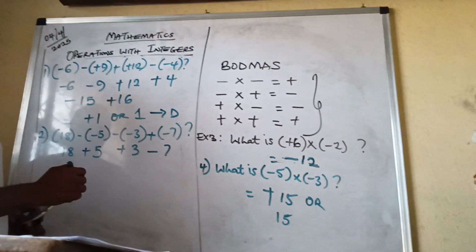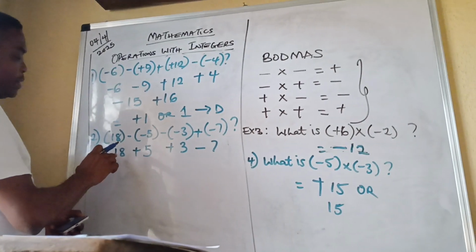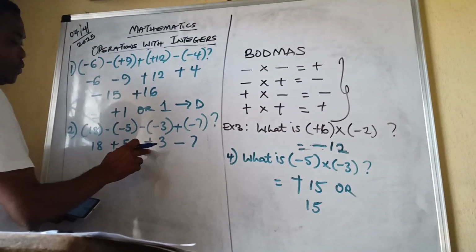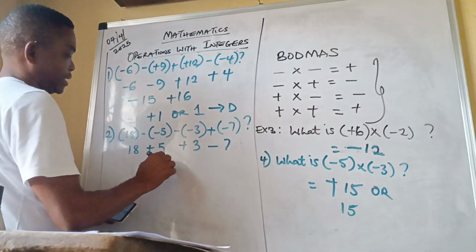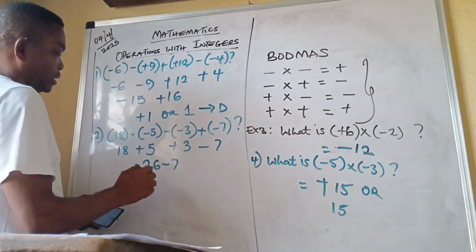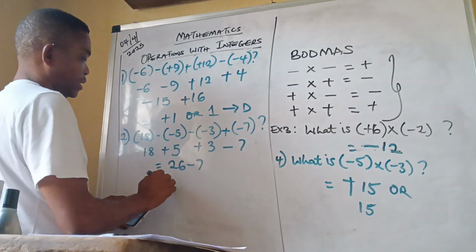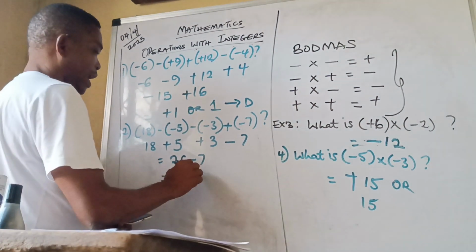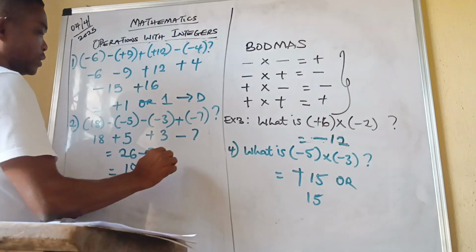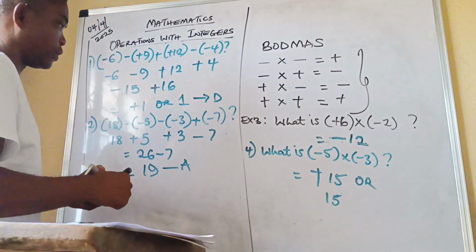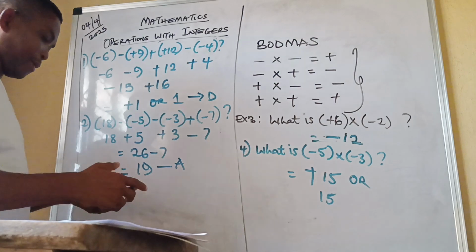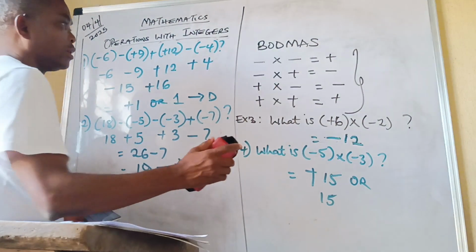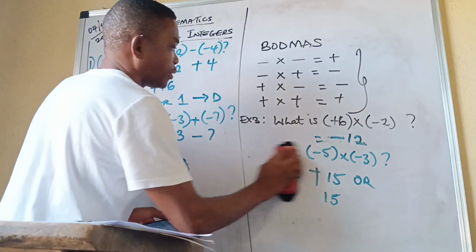So I will sum this up. 18 plus 5 is 23. 23 plus 3 is 26. 26 minus 7, that will give me 19. 26 minus 7 is 19. And the correct option to that is option A. I hope that is quite understood. Let's go to the next one. That's question 3.